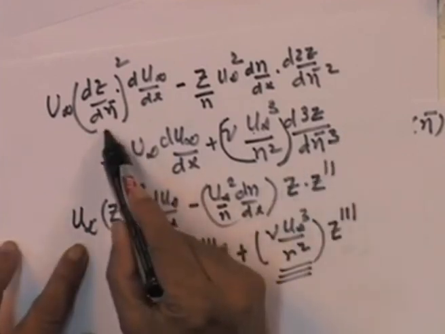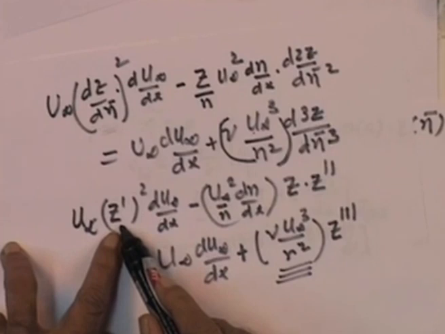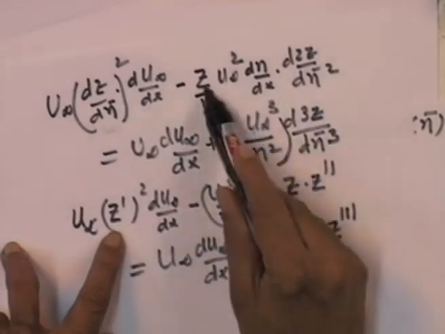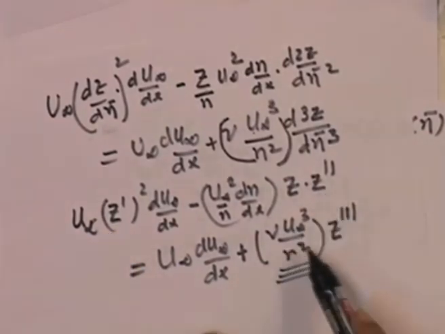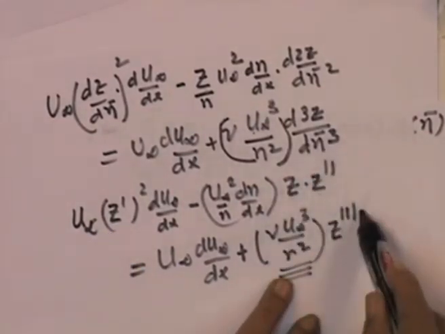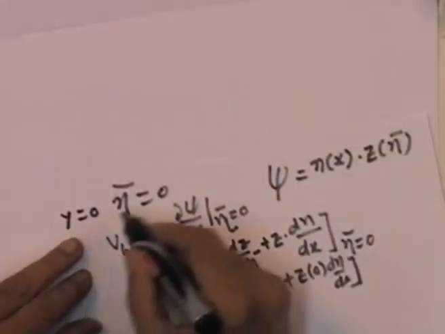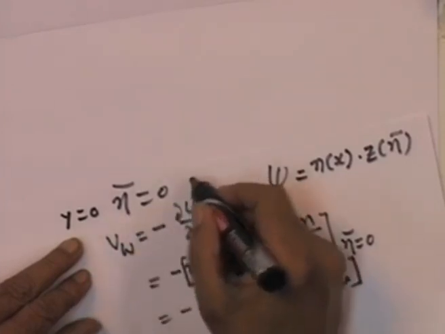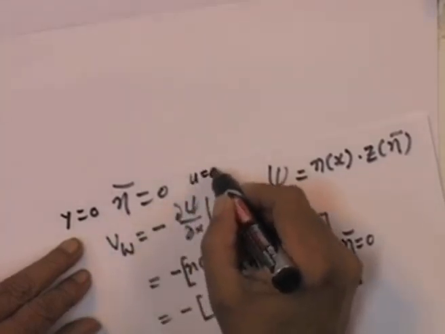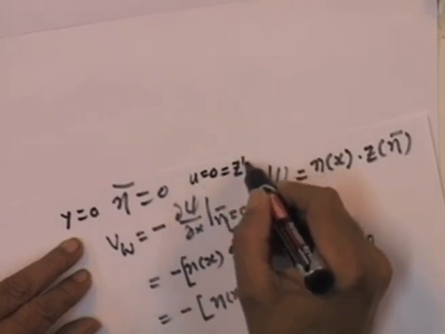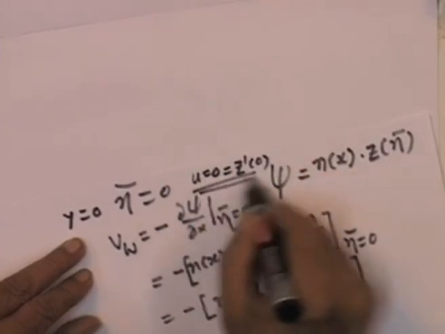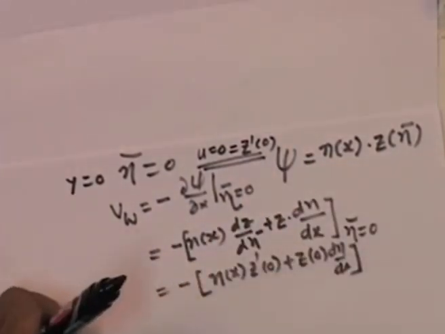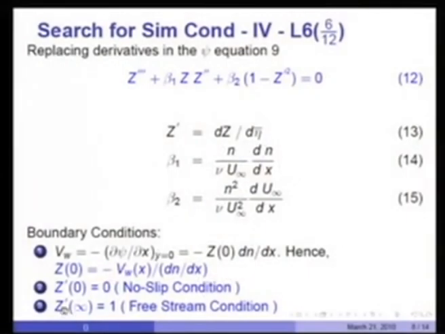I simply replace these by prime quantities: Z prime squared, Z prime, Z into Z double prime, and this becomes the Z triple prime here. What are the boundary conditions? First of all, at y equal to 0, η̄ equal to 0, I have u equal to 0, so Z prime of 0 is 0. That is the no-slip condition I mentioned here. At infinity, u equals u∞, and therefore Z prime of infinity equals 1.